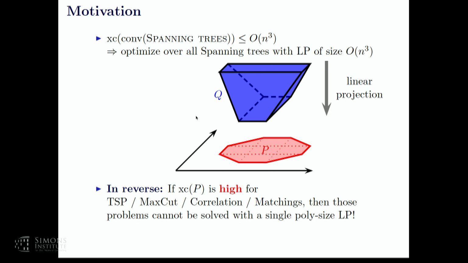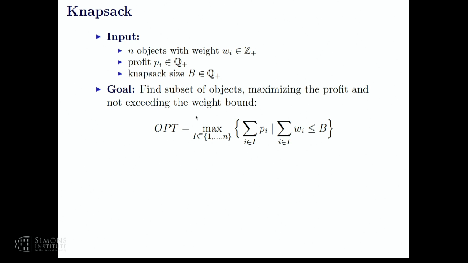So I thought I'll start with one concrete example. Otherwise, things are maybe a little bit too abstract. And my example is not going to be spanning tree, but my example is going to be the knapsack polytope. Okay. So knapsack, probably all of you have seen that problem.